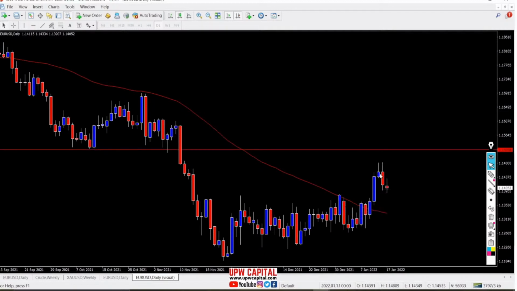I placed a horizontal line and ideally I would like to see price move up into the level or area. That is definitely an area of value and there is an expectation that we may get a signal to sell.